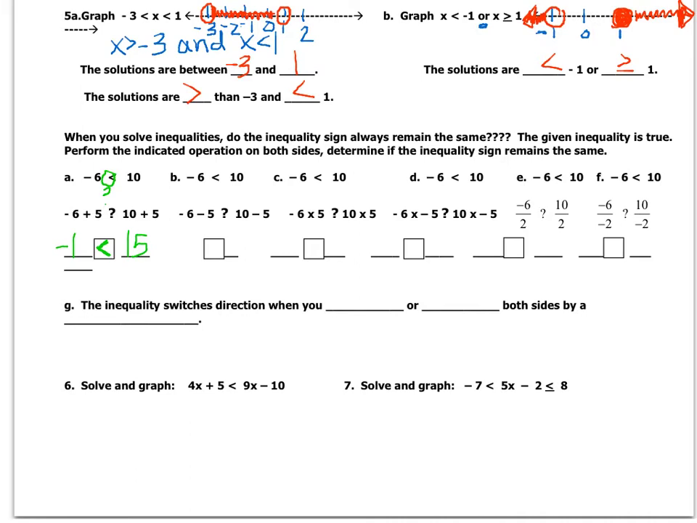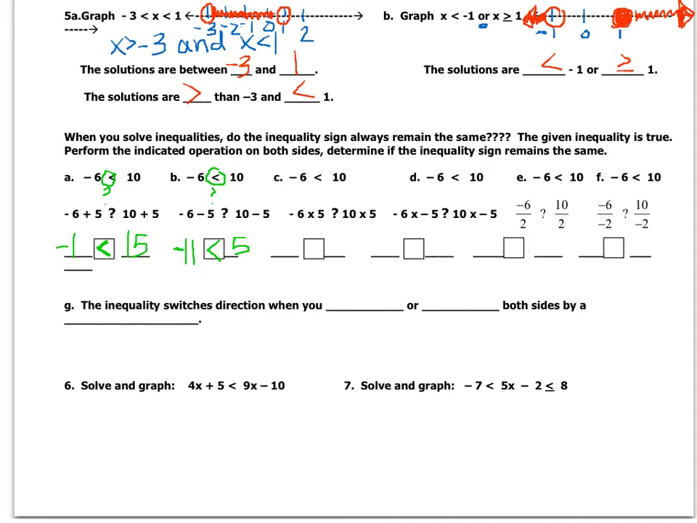B, we have -6 and 10, and we're going to subtract 5 from both. So -6 minus 5 is -11, and 10 minus 5 is 5. Let's see, is this still the same? Is -11 less than 5? Well, yes, it is. So subtracting 5 didn't change the sign.